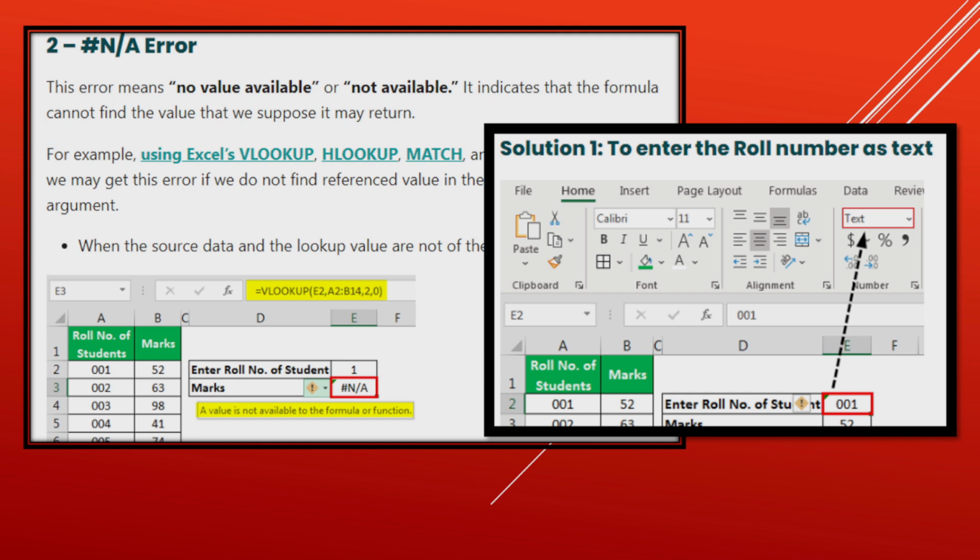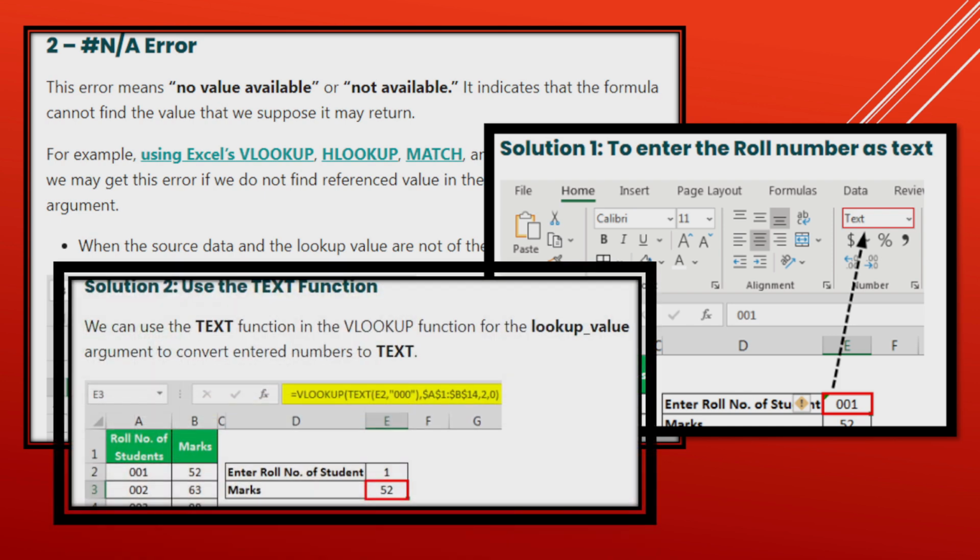So the first solution could be to enter the numbers as text, right? In this scenario, we would rather use text over there. Solution 2 is to simply use the TEXT function. Okay, again, all of this is going to depend on your particular scenario. But there they mentioned to us that we can use the TEXT function in VLOOKUP, for example, for the lookup value argument to convert entered numbers to text. Okay, so that'll sort out the #N/A.